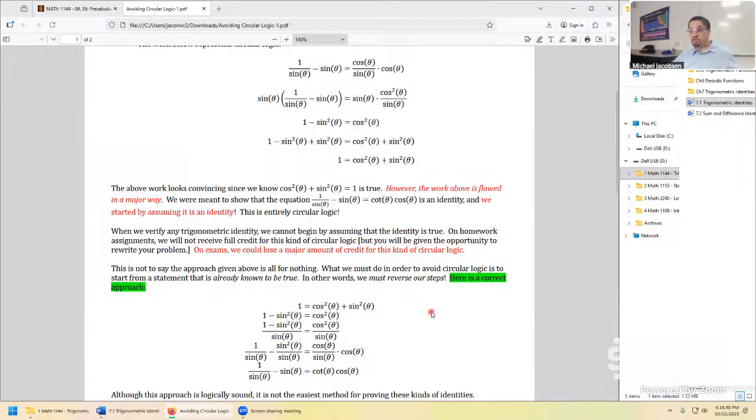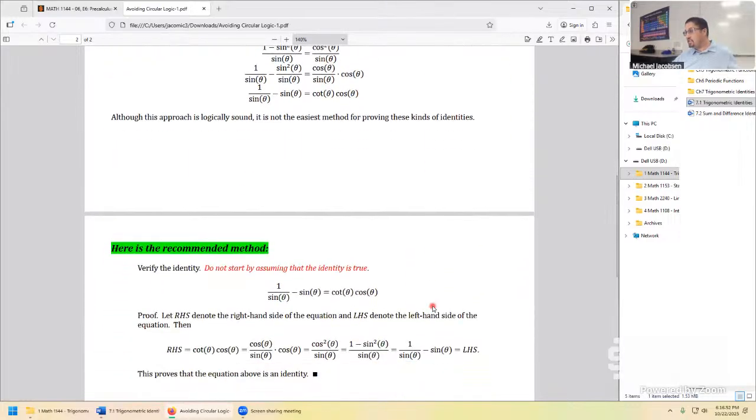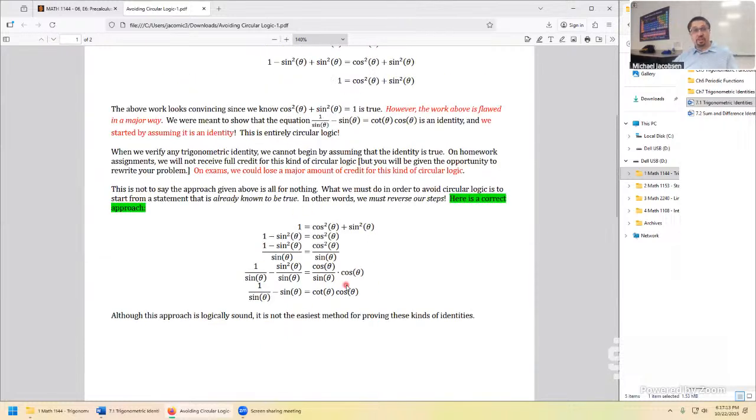So this is the correct approach. Another approach is highly recommended. I kind of emphasized here. Start on one side, the cotangent cosine side, simplify it down until it looks like the other side, 1 over sine minus sine, and that's really all you have to do. This is the cleanest proof you can pretty much give to an identity like this one. This one takes some ingenuity, and it took double the work to make it sound.